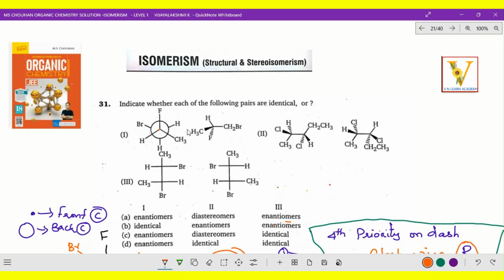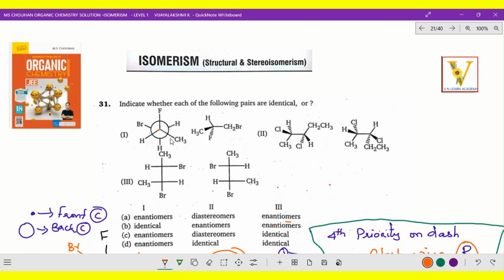Students, today we are going to see some more interesting and important questions from MS Chauhan, isomerism, questions 31 to 40. Come on, let us check. The first question says, indicate whether each of the following pairs are identical or not. Three pairs have been given: the first pair, the second pair, and the third pair.